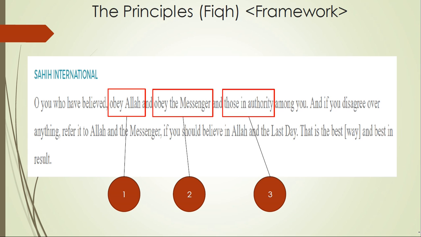And if you disagree over anything, refer it to Allah and the Messenger, if you should believe in Allah and the last day. That is the best way and the best in result. So here you can see, number one, you refer to Allah, meaning you are referring to Al-Quran. Second, you refer to the Messenger. Obviously, you're looking at Rasulullah Sallallahu Alaihi Wasallam, and you'll be looking at his Sunnah, or Hadith. And those in authority are the Faqih, the jurists.